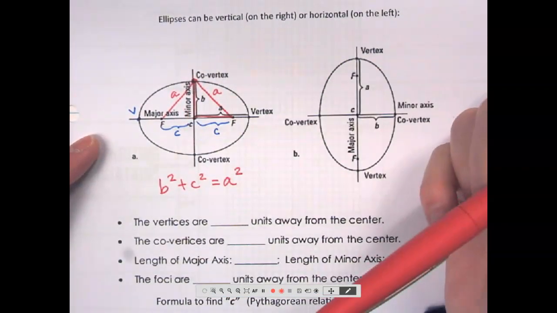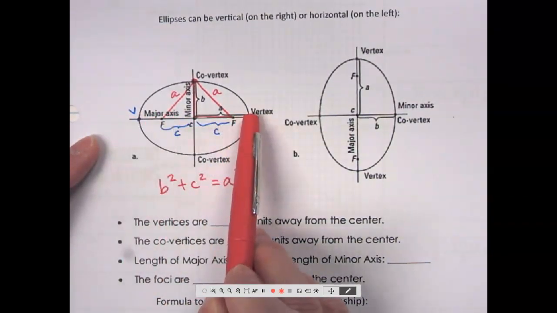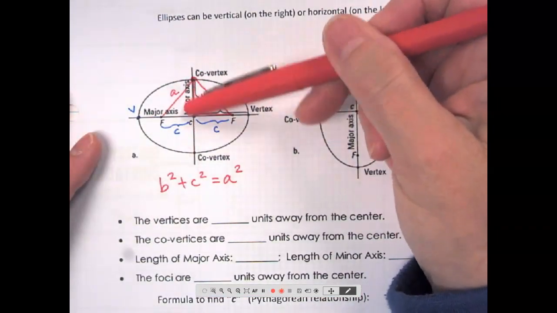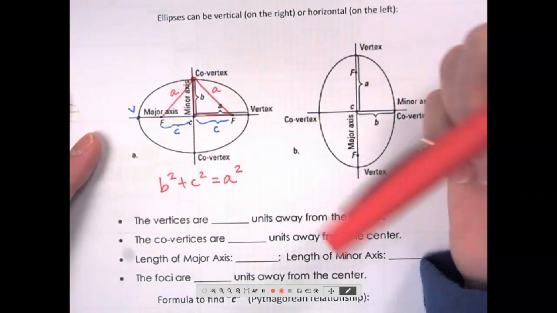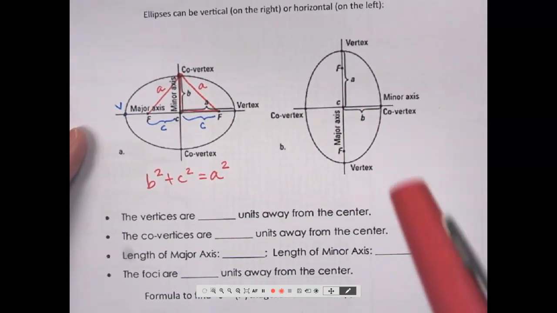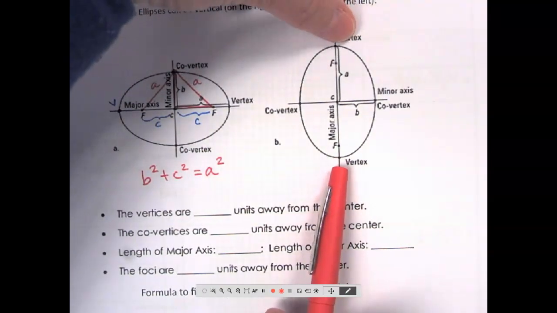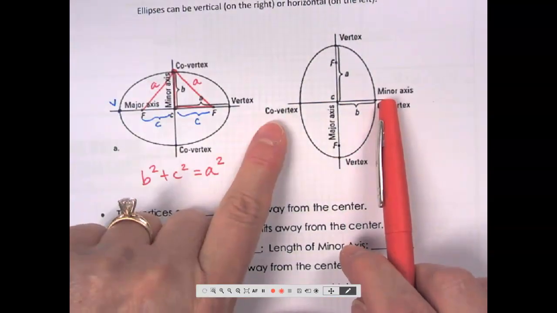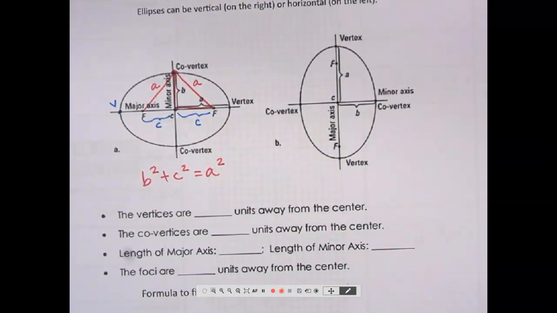Of course, we have our center point there. This distance all the way across, the widest, is called the major axis because it's bigger. And this distance across the shorter direction is called the minor axis. I think I got all the terms in there. And it's all the same thing over here if it's vertical. The vertices are the ones up and down, and the co-vertices are the ones side to side. The vertex is always in the longest direction. The co-vertex is in the shorter direction.